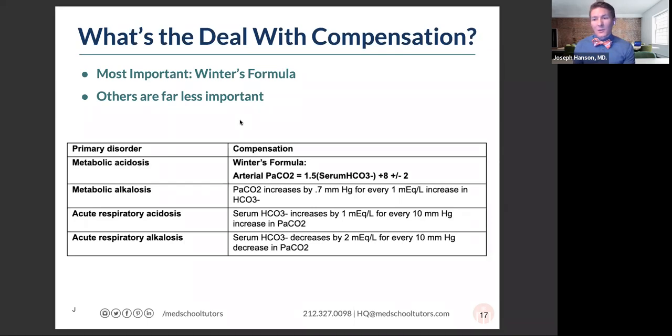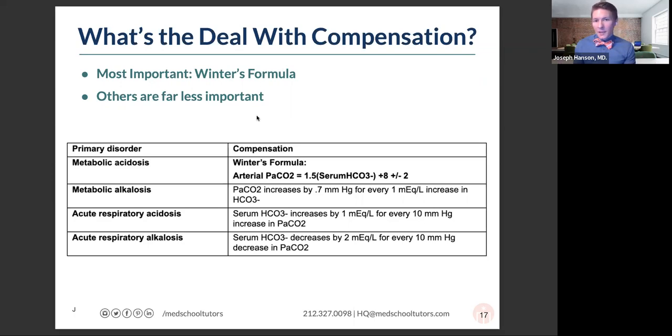Unless they explicitly tell you the duration of time has been a long time, it's usually a relatively acute process, in which case there's not enough time for compensation anyway. So it doesn't really matter too much. And all you're really looking for is that bicarb's going in the right direction, generally speaking. The numbers you can use if you want to memorize these explicitly is 1 change in bicarb for every 10 in CO2 in respiratory acidosis, 2 changes in bicarb for every 10 changes in CO2 for respiratory alkalosis. Not really that important overall, though.